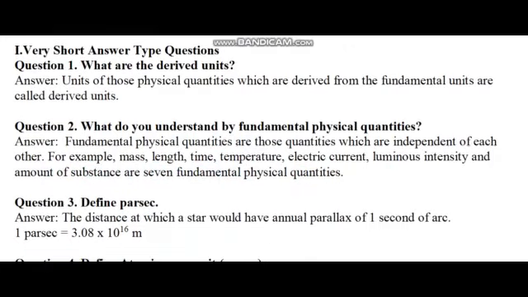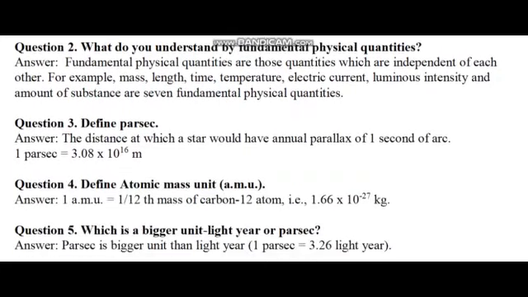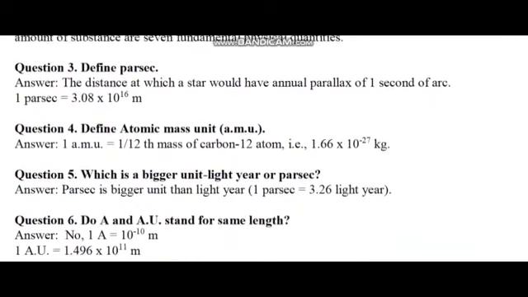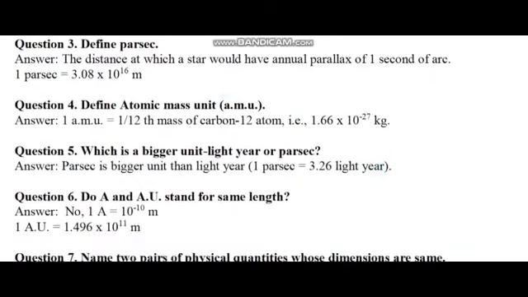Then next question, define parsec. Already we know light year. Similarly, what is a parsec? It is also a unit used to measure larger distances. It is the distance at which a star would have an annual parallax of 1 second of arc. So the distance at which the parallax is 1 second of arc is called a parsec. This value is a constant, equal to 3.08 into 10 to the power 16 meter, which is very high, greater than the light year also.